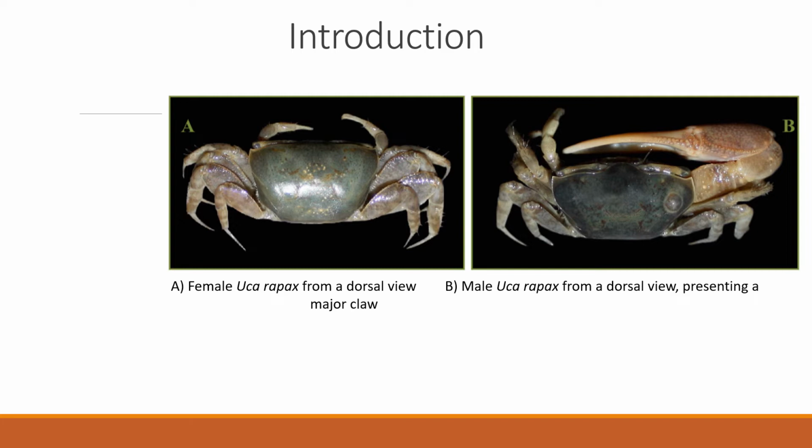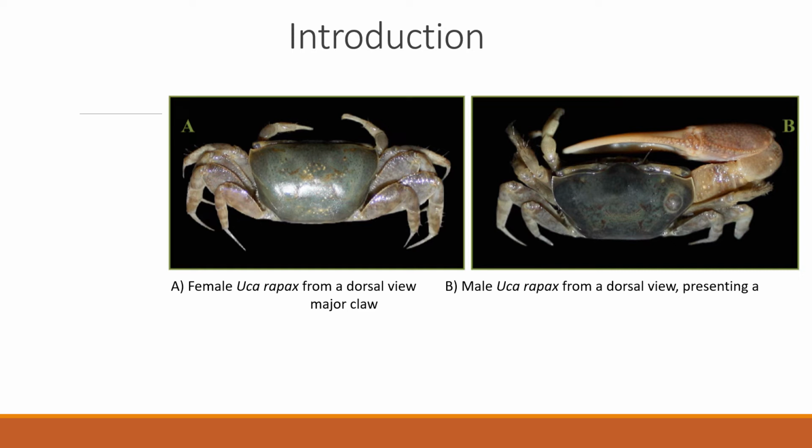The major claw represents a secondary sexual characteristic in males, which plays a major role in sexual selection and male-male intersexual interaction. The minor claw is also important for feeding and burrowing. So the heterochely is very important in these organisms.